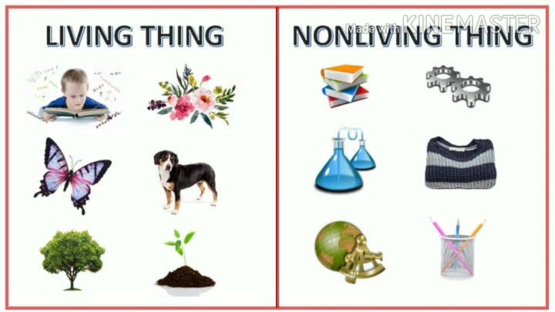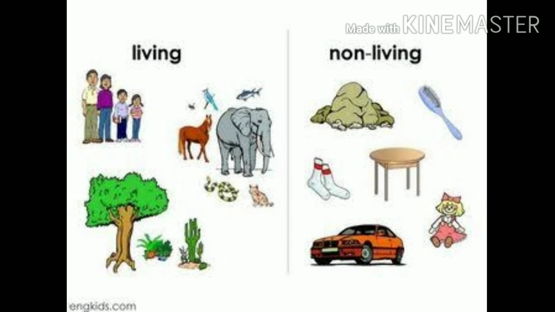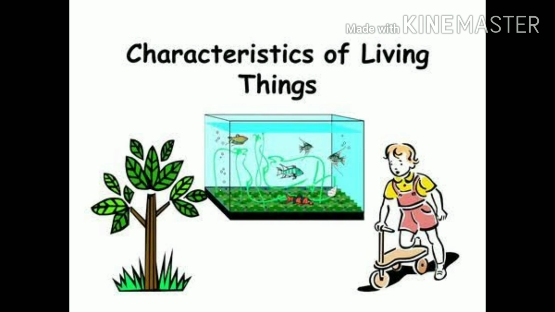The things which have life are called living things or living organisms. The things which don't have life are known as non living things. Now we are going to see the characteristics of the living things. Characteristics are the features which allow us to differentiate living things from non-living things. These features or characteristics are not seen in non-living things. These are only observed in living organisms or living things.